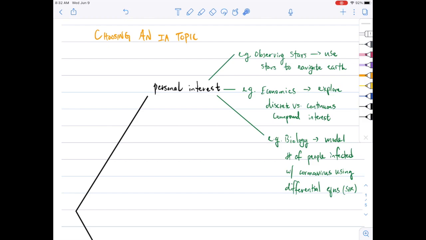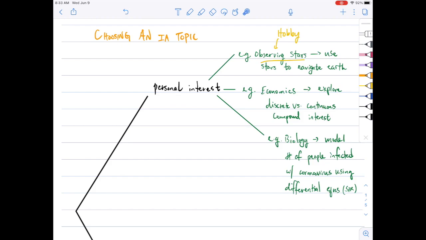So one student in the past had a hobby of observing stars. That's what he did in his free time. He enjoyed doing that, and what he did was he used these stars as fixed points to help him navigate the Earth. So the idea here is just that he's using his hobby to explore navigation along the Earth's surface.